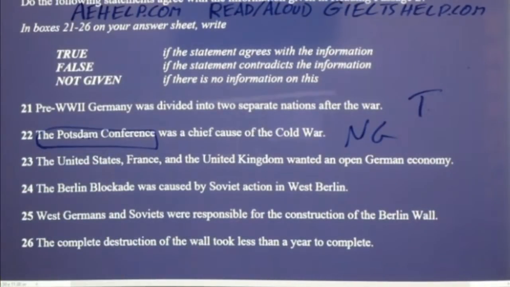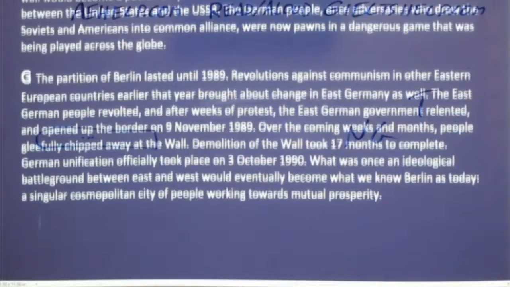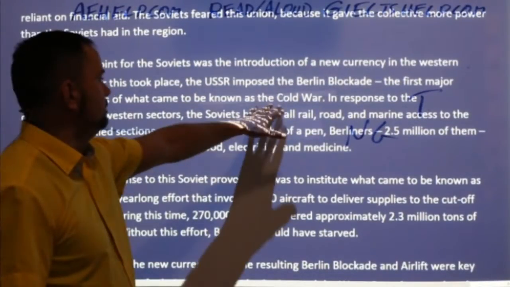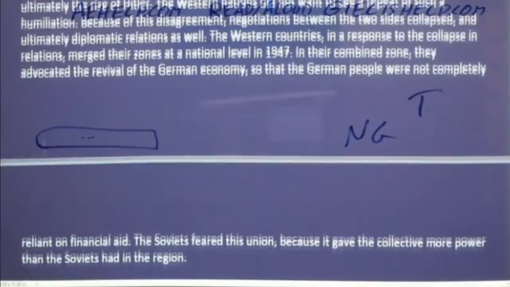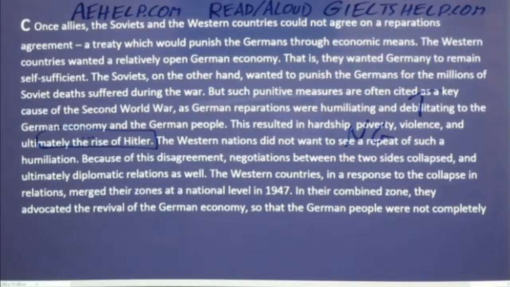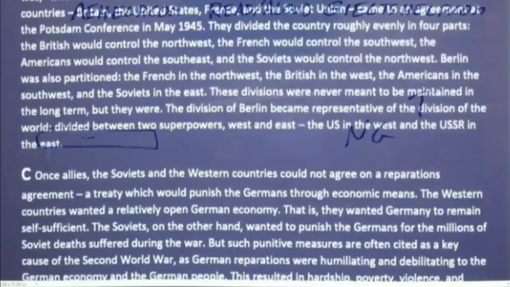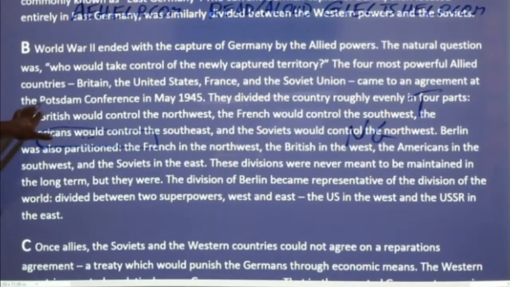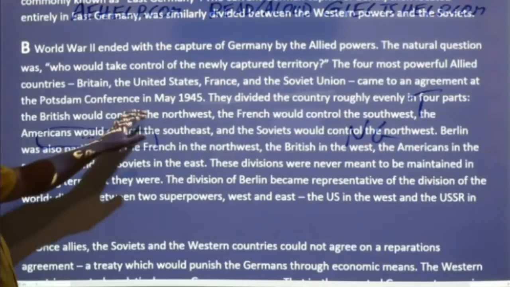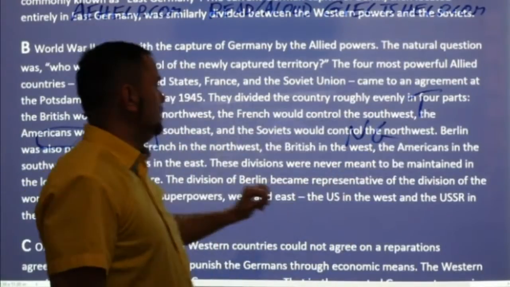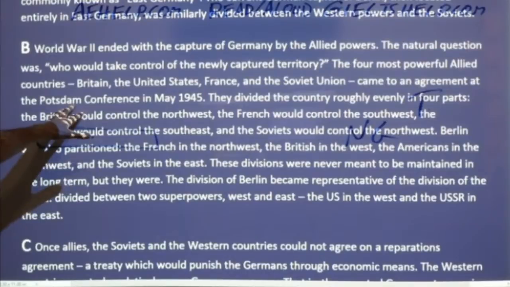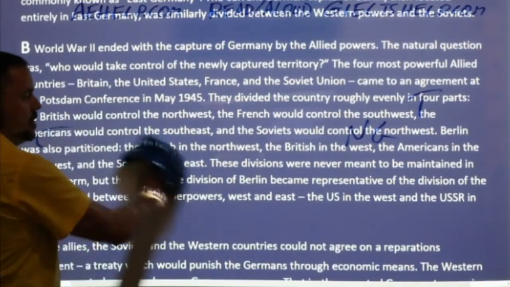I can search for this conference element. I remember that was somewhere in paragraph B or C. Now remember the Cold War was somewhere around there as well. So I see the Cold War here, but I don't see that Potsdam Conference. So if I'm really searching, and I might even use up as much as 1 or 2 minutes, but I would probably only do this once I've answered all of the questions. So remember it was in B, the Potsdam Conference. They came to an agreement at the Potsdam Conference. They divided the country roughly evenly into four. So it's not given. There's no more information given here about the Cold War and this conference. So now I know that not given is my best answer.